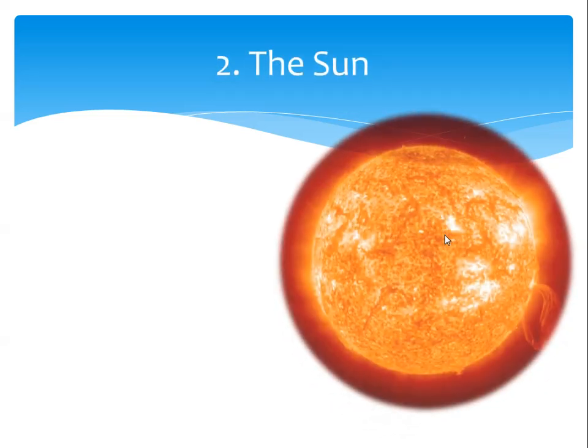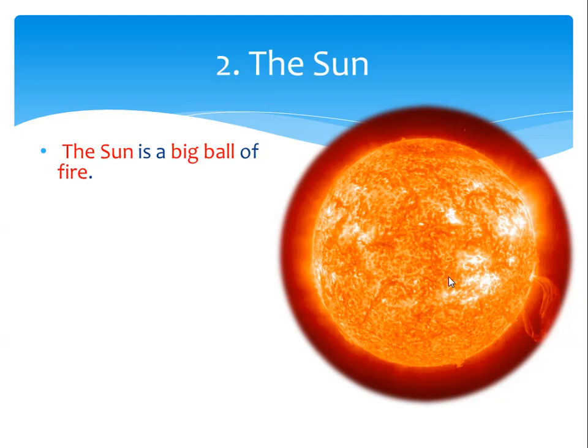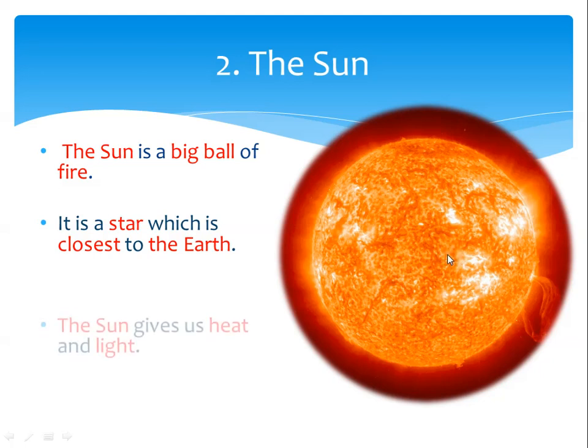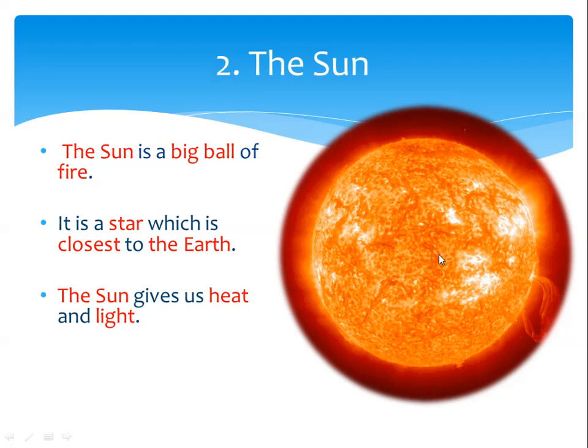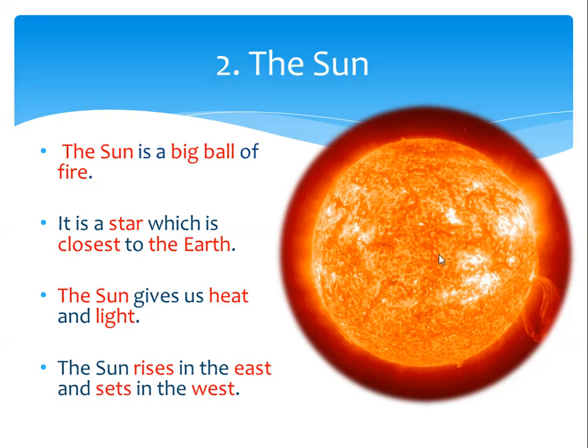The sun is a big ball of fire. It is a star which is closest to the earth. The sun gives us heat and light. The sun rises in the east and sets in the west. Why? Because earth rotates on its axis from the west to east. That is why we see the sun rises in the east and sets in the west.